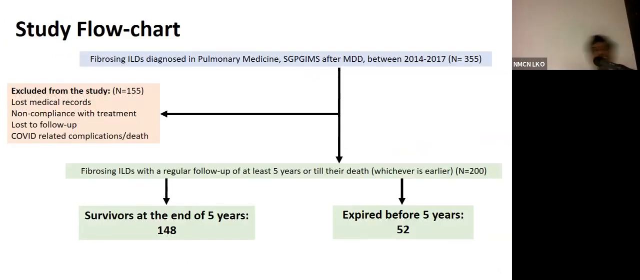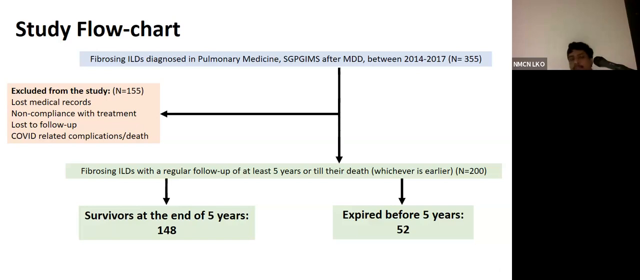So our study flowchart includes fibrosing ILD that was diagnosed in pulmonary medicine in our department after MDD between 2014 and 2017. There were 355 patients, among which 155 patients were excluded from the study because of loss of medical records, non-compliance with the treatment, loss to follow-up, and some COVID-related complications or death. So a total of 200 fibrosing ILD patients were included, having regular follow-up of at least 5 years or till their death.